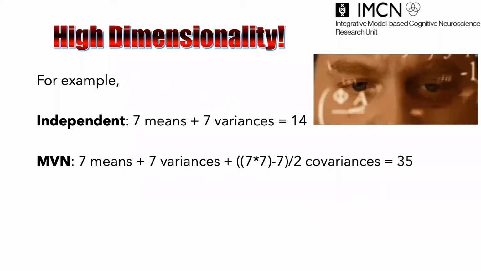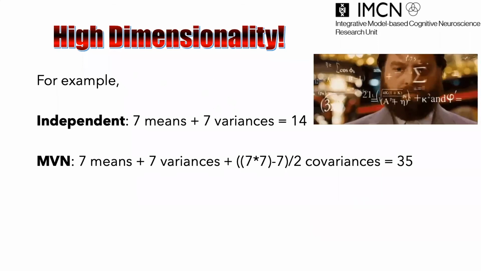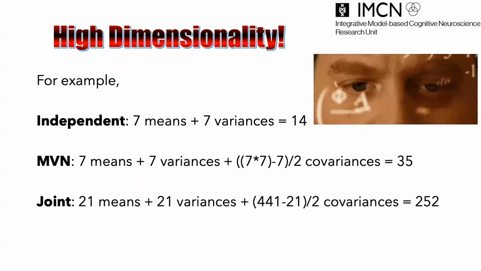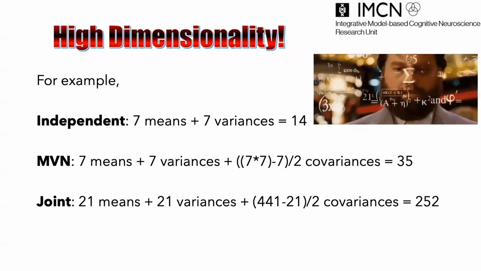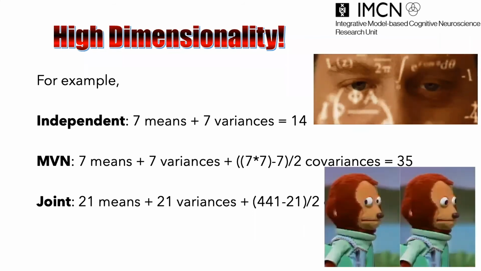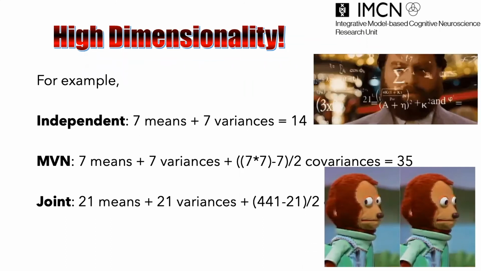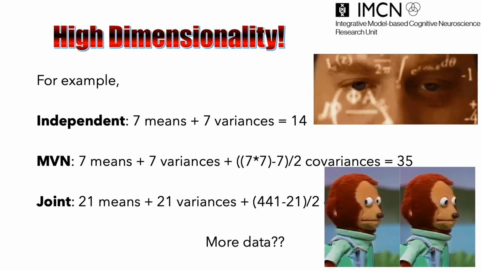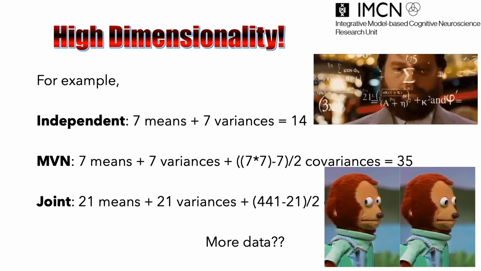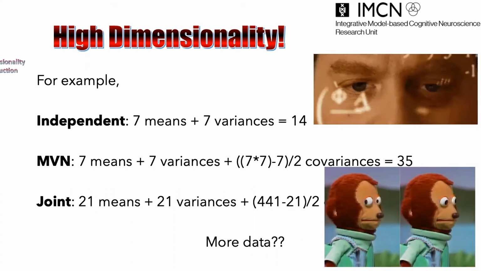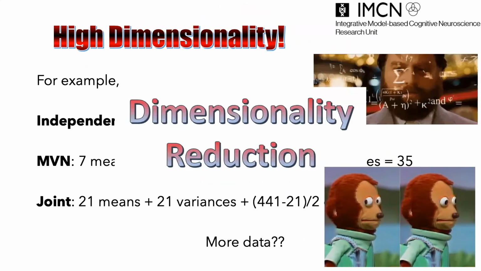When we think of a joint model for 3 tasks with the same parameters, we'd have 21 means plus (441 minus 21) divided by 2 plus 21 diagonal elements, which equals 252 cells to estimate. We know that with more cells to estimate, certainty is lost. What do we do when we have lots of parameters? Just collect more data, right? Wrong! Data is expensive and collecting from many people is tough, especially for many tasks. So we need a dimensionality reduction.